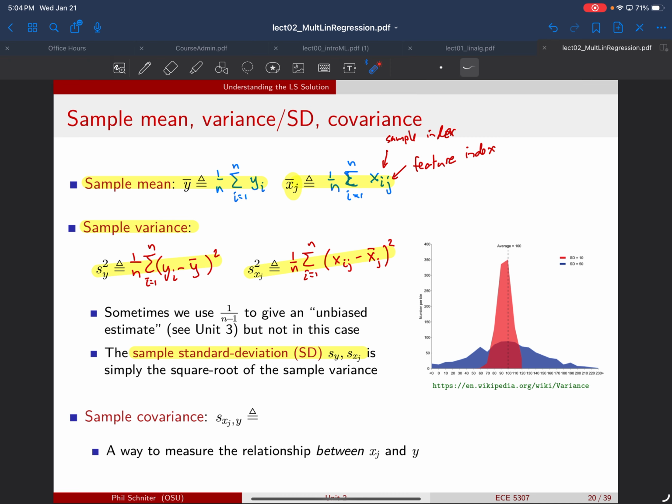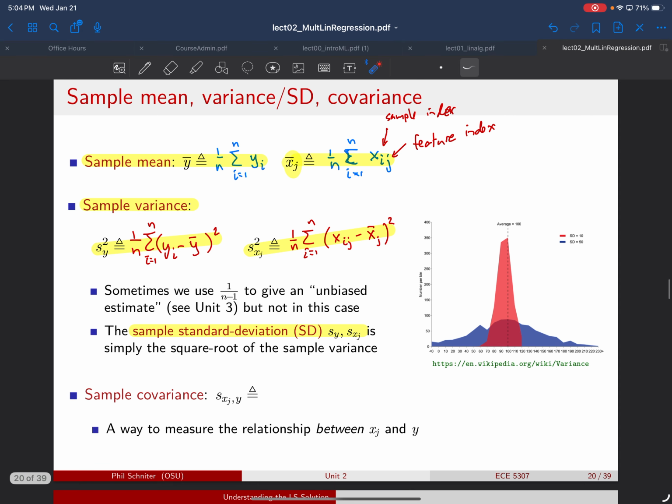Okay, yeah, so any guess about what the sample covariance is? It's kind of like halfway between this and this, the sample covariance, where I'm looking at the interaction between xj and y. Any guess how I'd write that?